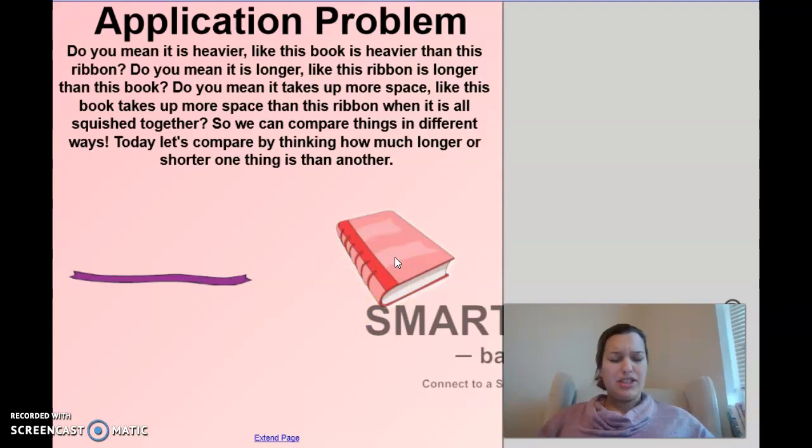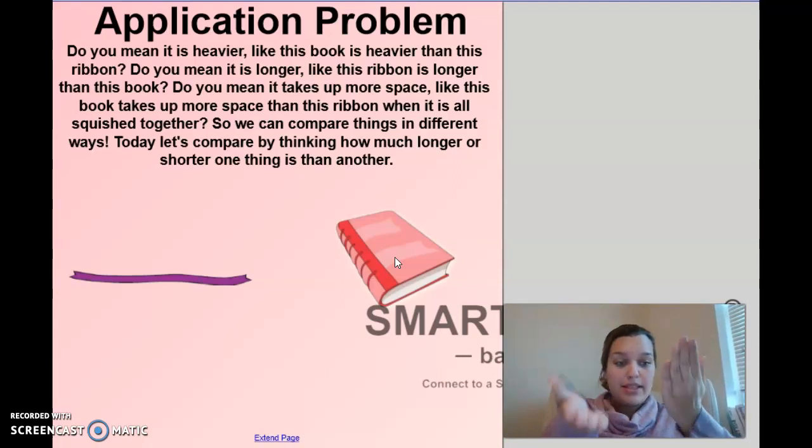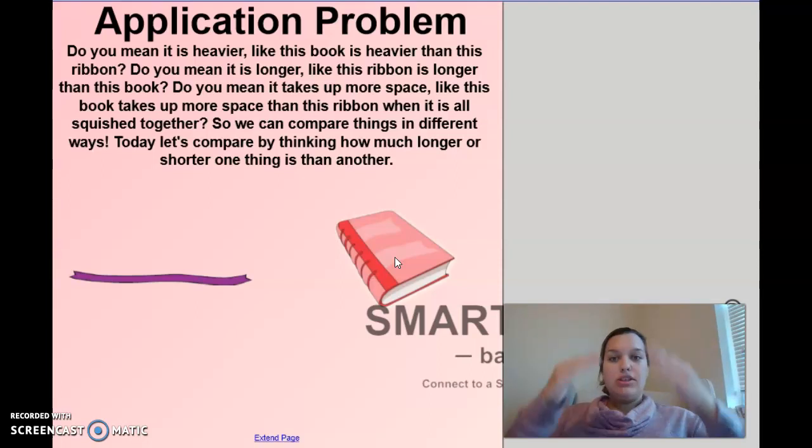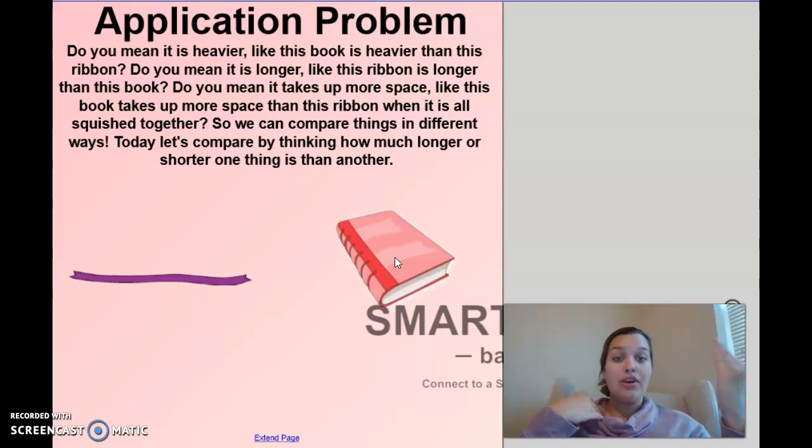But is the ribbon heavier than the book? Heavier is weight. So if I was to put them on a scale. No, the book is heavier than the feather. So I want you to start using those terms in your head. We're going to really start to think about heavier, lighter, longer, shorter, what takes up more space, which takes up less space.